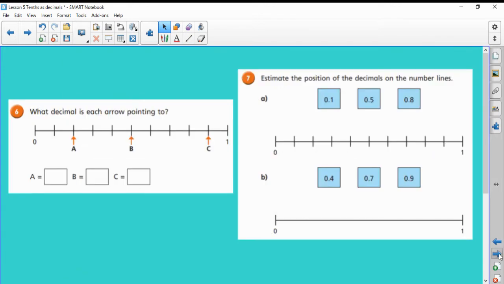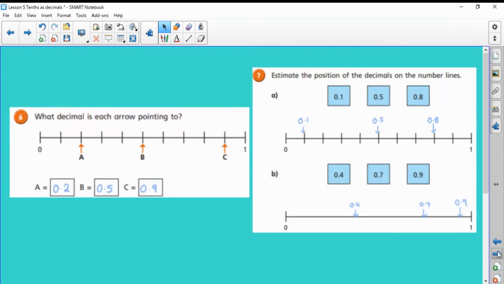Now have a go at questions 6 and 7. Pause the video. What decimal is each arrow pointing to? Remember to count along the number line. Question 7. Place the decimals on the number line. Remember to count on the number line. That will give you a clue. Here are the answers. Pause the video while you check your answers.